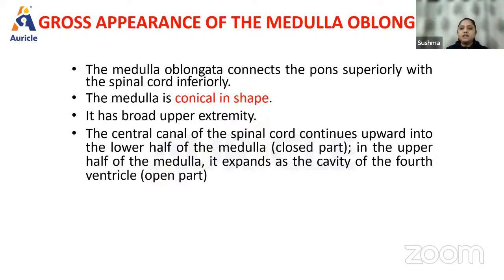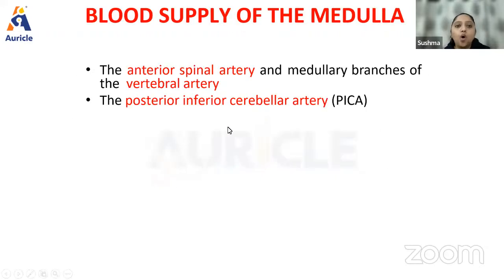The central canal continues upwards as the lower half of the medulla, which is the closed part. In the upper half, it expands as a cavity. So the medulla oblongata has two parts, the closed part and the open part. The closed part is the lower half and the open part is the upper half of the medulla. Okay. Now, what is the blood supply of the medulla?